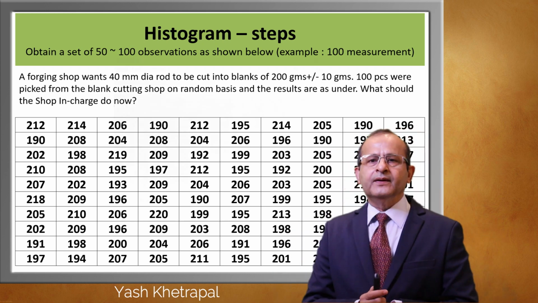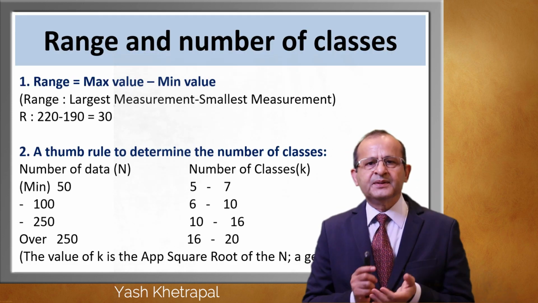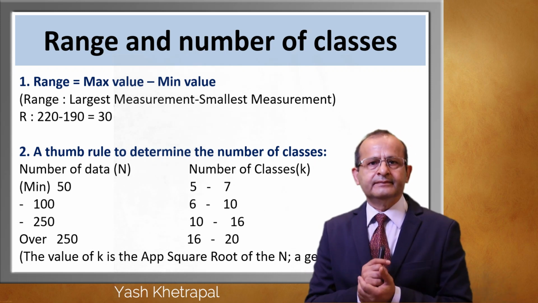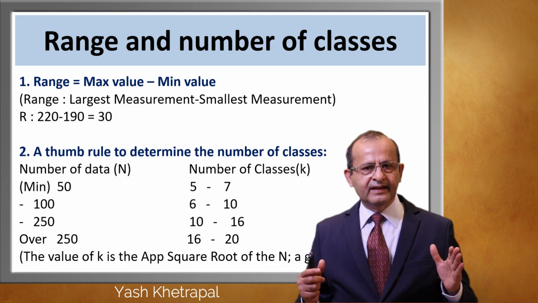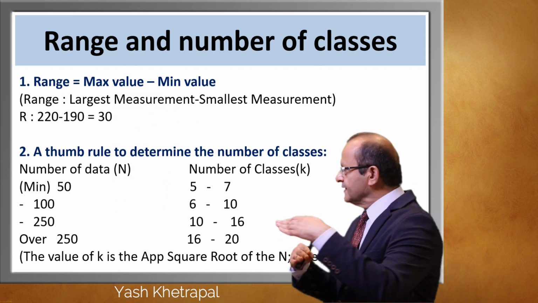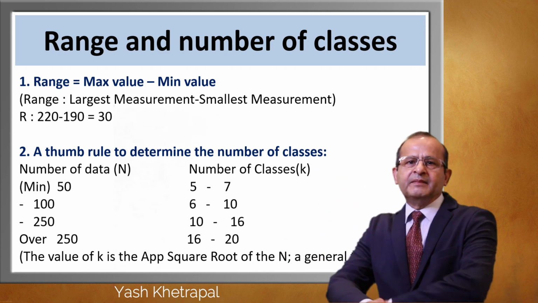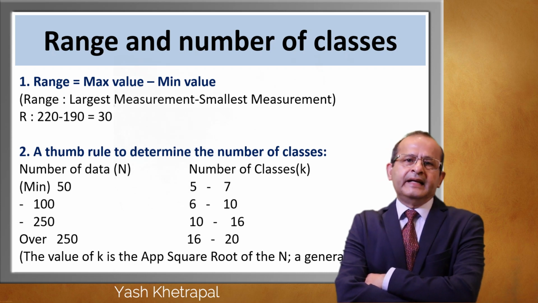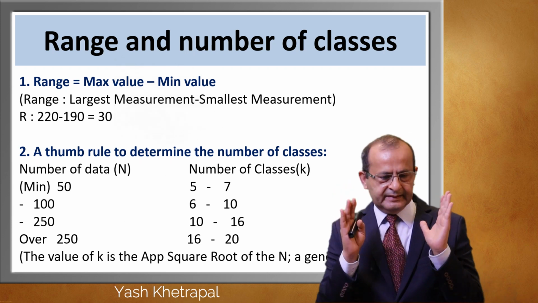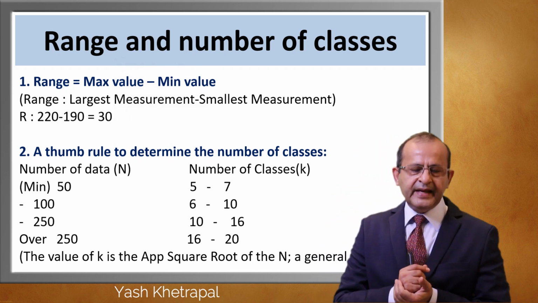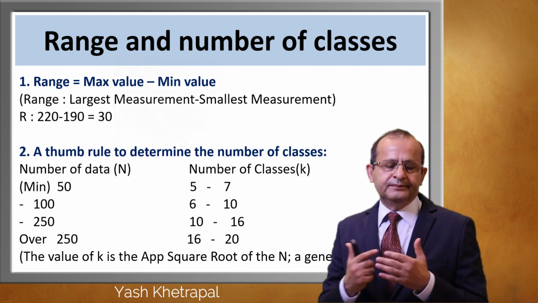Now let's find out what steps are required. The first step is to find out the range of these samples. There are 100 samples. What is range? Maximum value minus minimum value. If you see this data, 220 is the maximum value, 190 is the minimum value. So the difference is 30 grams. So 30 gram is the range. What is the second step?